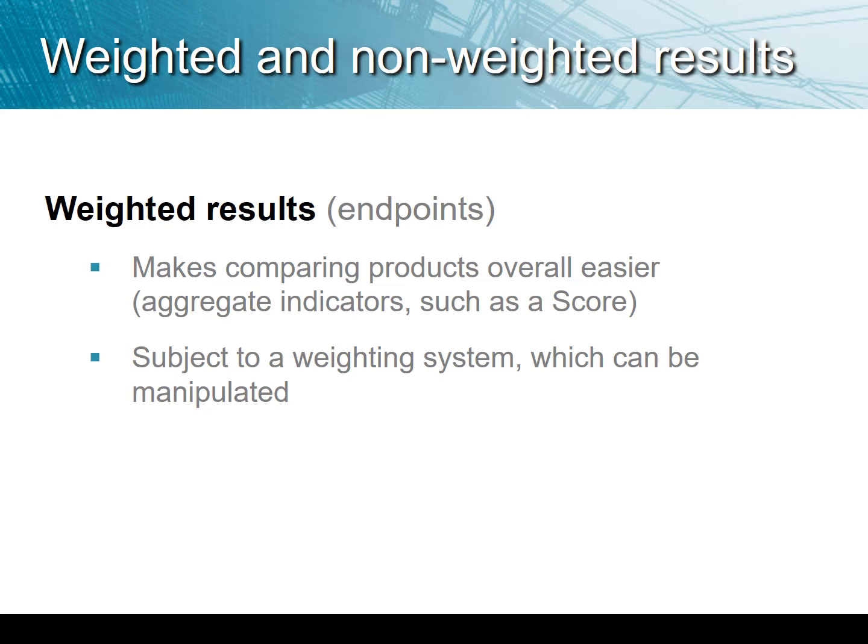However, of course, a weighted result is based on a weighted system, so that system can be manipulated. Say, for example, human health cancer impacts was the most important factor to our client. If that were the case, tile would perform the worst. There are many standards for how these factors can be weighted, but it is known that weighting factors can change the overall results.